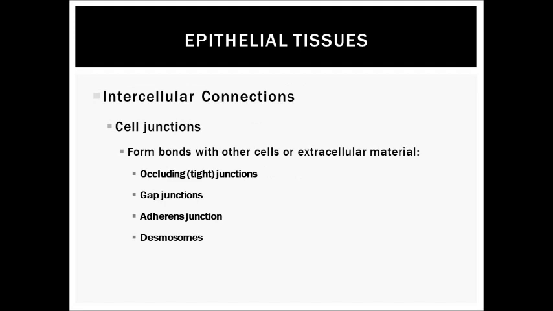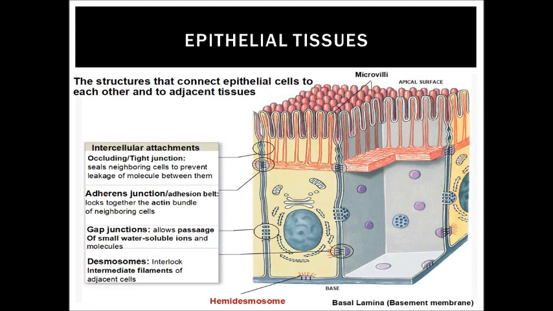Okay, I want to talk about intercellular connections. The connection consists of cell junctions, which are the structures that bind the neighboring epithelial cells or extracellular material together. There are four main types of cell junctions: occluding or tight junction, gap junction, adherens junction, and desmosomes. I will briefly explain the characteristics of each type of cell junction.